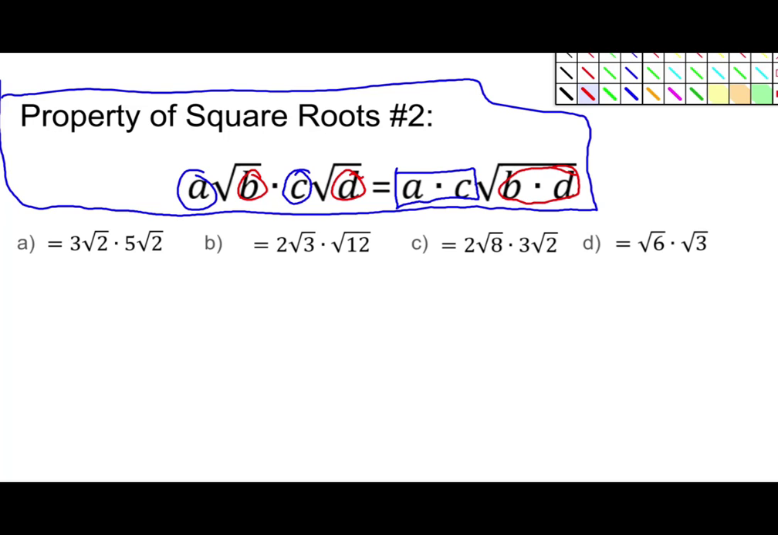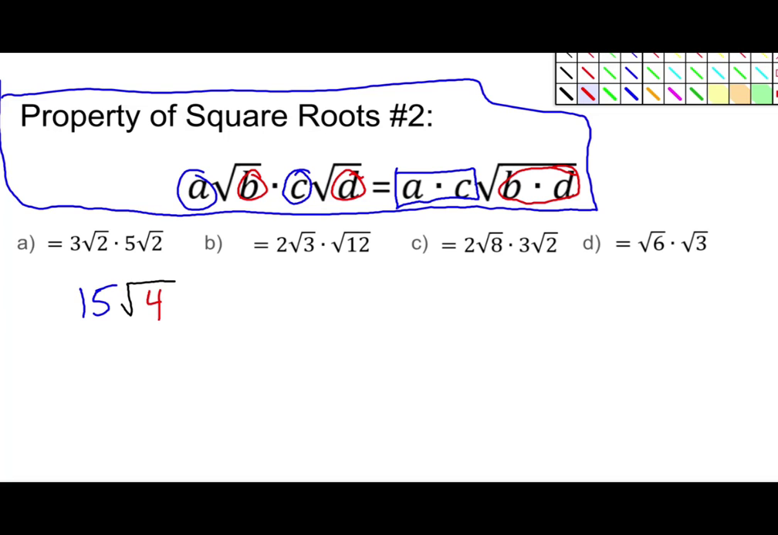So this is how we're going to do these problems. So it's not too tough. Just multiply what's in front, the coefficient, and then we're going to multiply underneath the radical. So let's take a look at each one of these. So in this problem, we are going to get, well, the first one, 3 times 5, real quick, it's going to be 15. And then we'll have the square root of 2 times 2, which is 4.